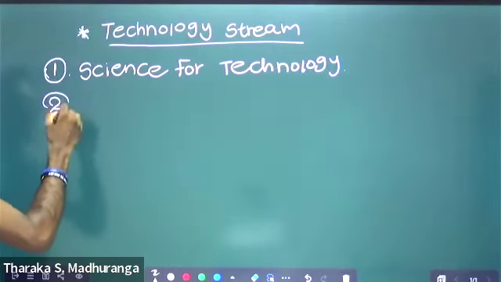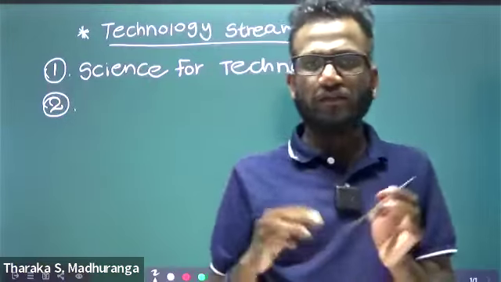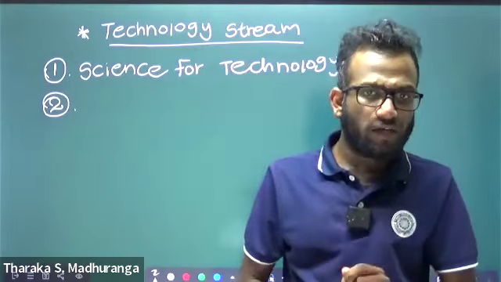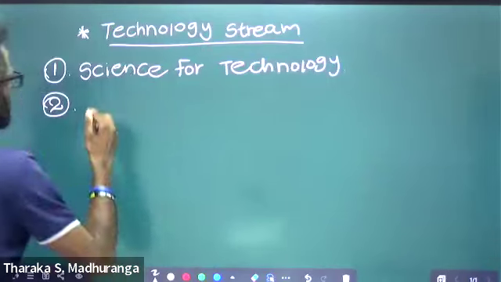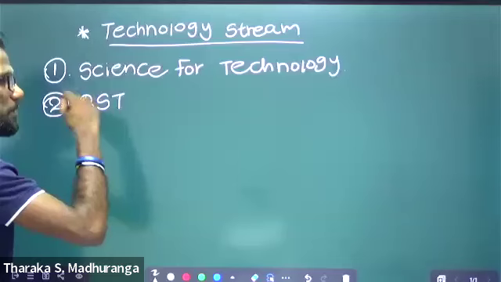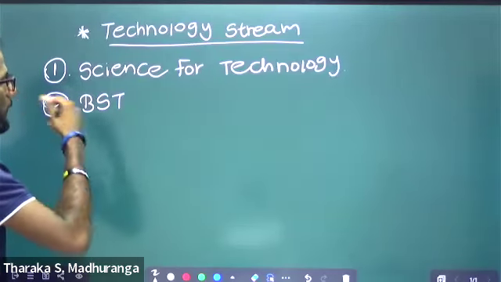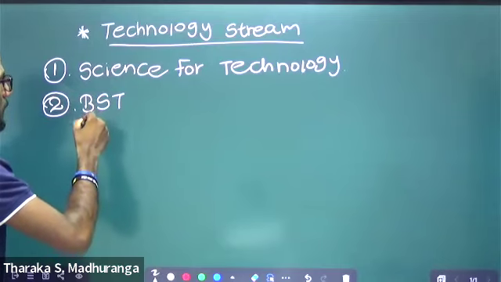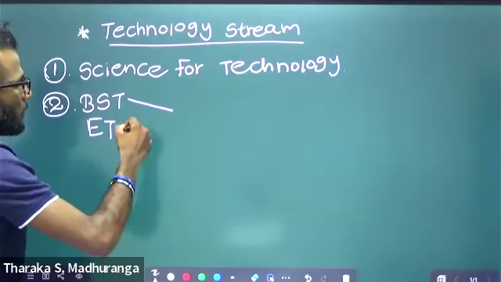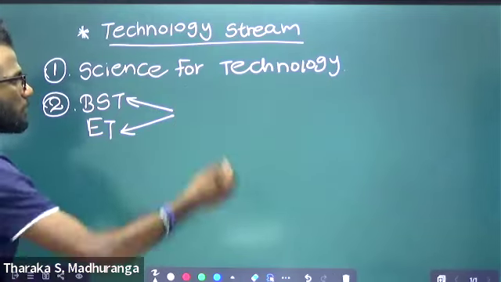For the second subject you have two selections. The first one is Biosystems Technology. The second one is Engineering Technology. Of these two subjects, BST is common, and according to the new updates it is BET, that is, ET. ET means Engineering Technology. You have to select either ET or BST, one subject.